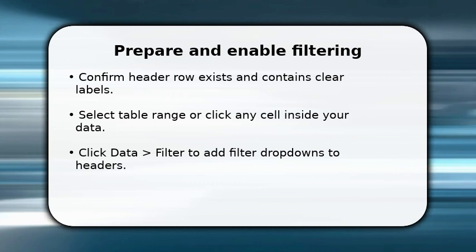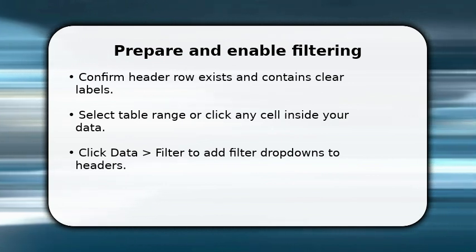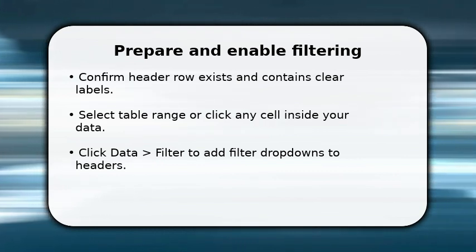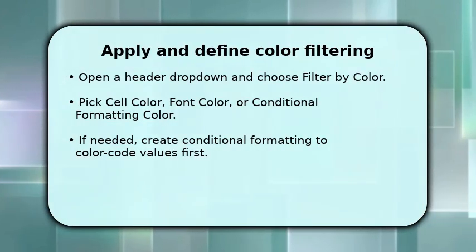Make sure contiguous columns are included. If not, adjust the range or convert to a table with Ctrl+T. This initial step adds the controls you'll use to apply color filtering, and it prevents missed rows when you filter later. With filters visible, open the header drop-down for the column that contains colored cells.